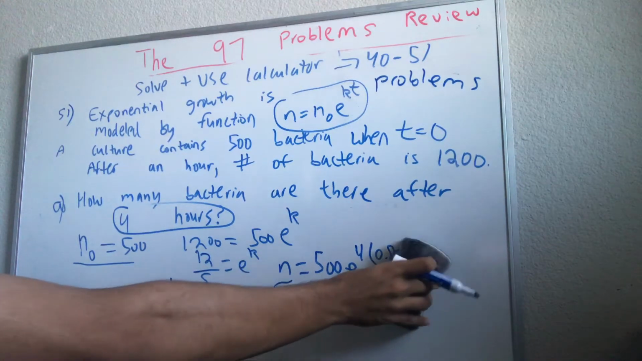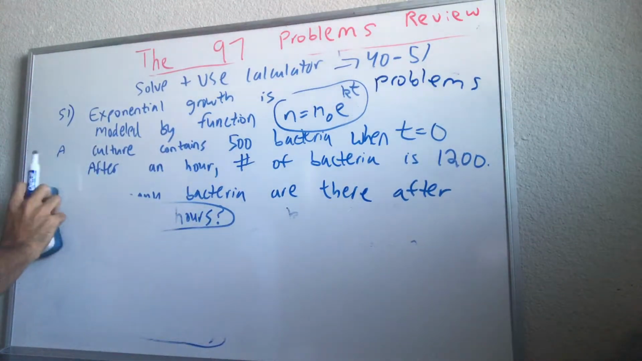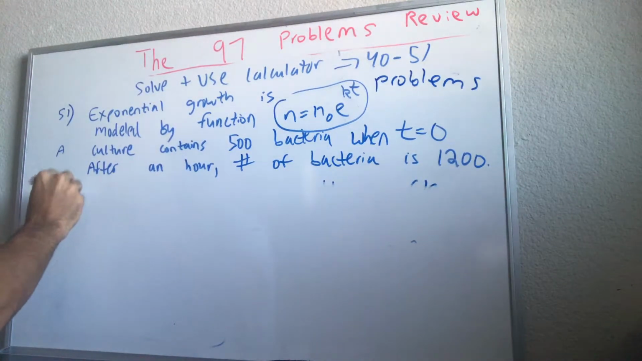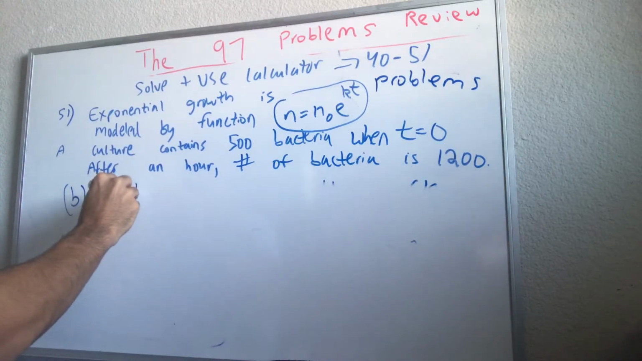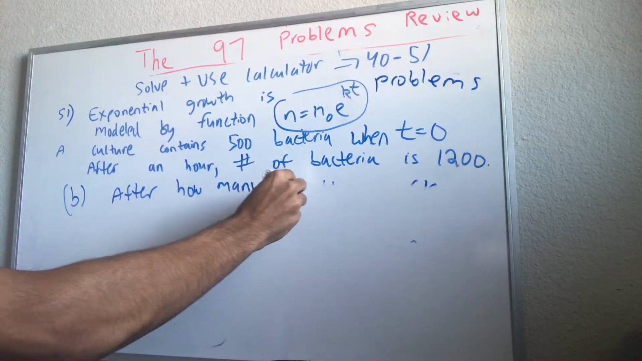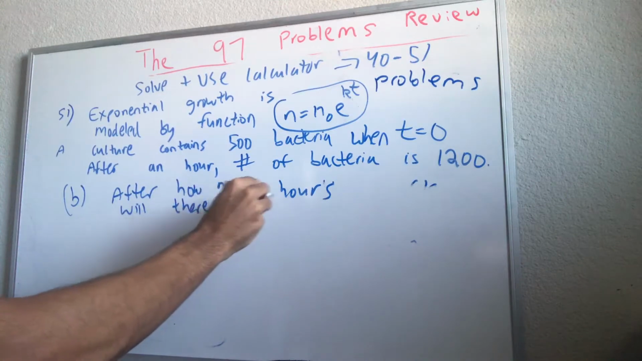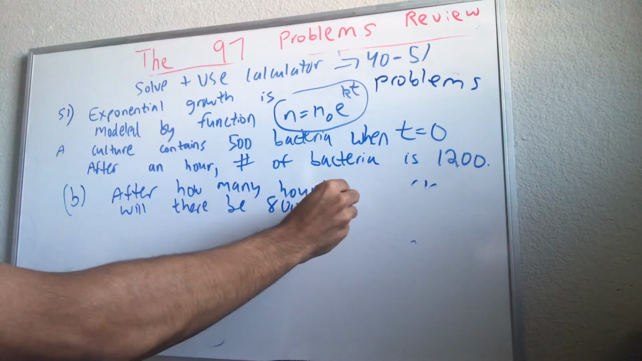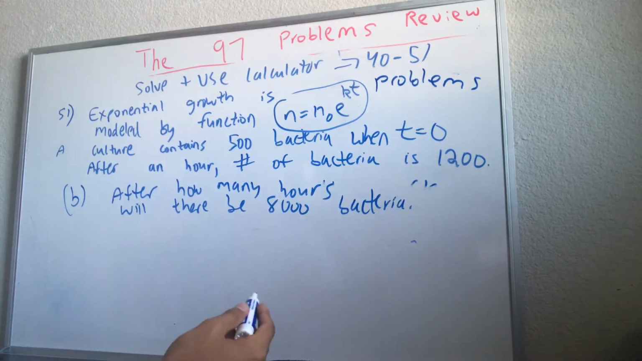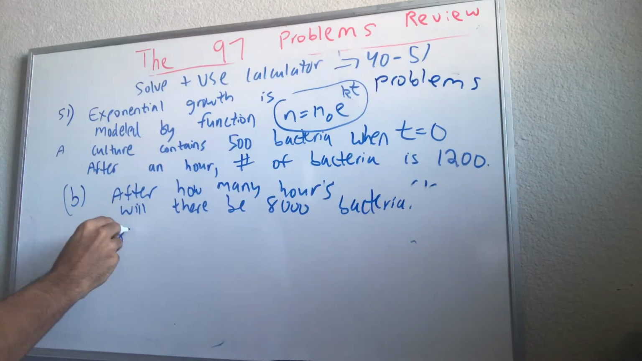Now we have part B, and part B states: after how many hours will there be 8,000 bacteria? So let me just erase this here. So we have part B now. For this problem, it's again quite simple. We're just substituting the values we know for constants and for what's given to us. 8,000 is what we place in for n.